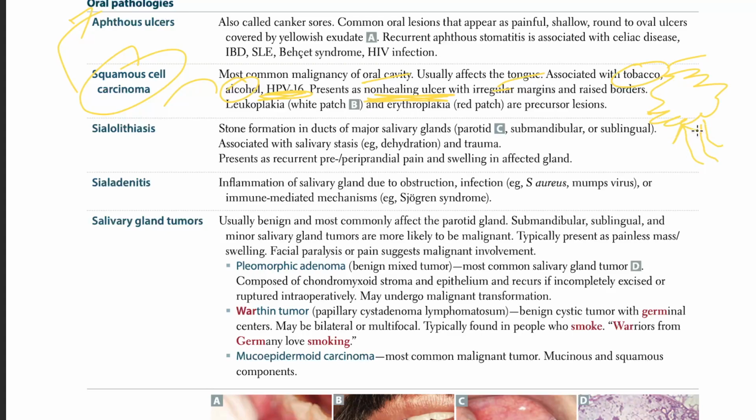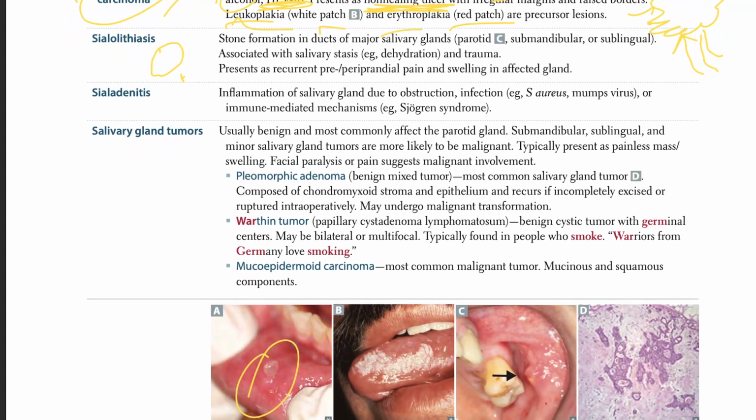raised margins. While comparing that to some other ulcers, they're not going to have the irregular borders. Instead, they will have normal borders and not heaped up margins. Normal margins, not heaped up. But if you see irregular and heaped up margins, just think about some sort of malignancy. Okay, leukoplakia, which is a white patch, leuko-white patch, erythroplakia, red patch. They are the precursor lesions. Looking at picture B, you have the leukoplakia, white patch.